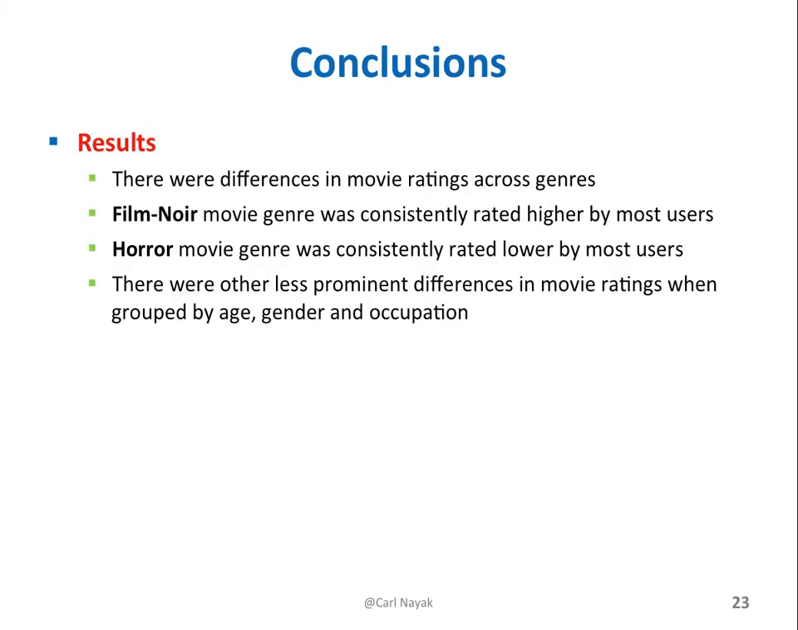Here's my conclusions. By analyzing the results for my demo, I concluded that there were differences in the movie ratings across genres. Film noir was rated consistently higher and horror was rated consistently lower by most users. There were some other less prominent differences in movie ratings when I grouped them by age, gender, and occupation. I was able to demonstrate the use of HBase and Hadoop to perform MapReduce jobs defined using Pig.